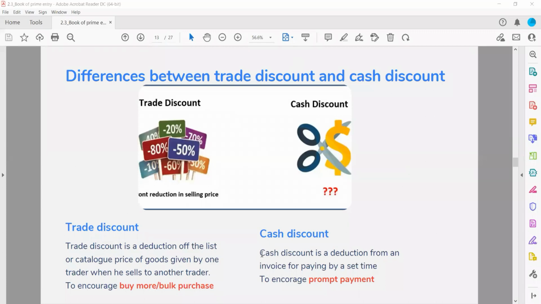Before we do the cash book, we need to understand about the discount. What is the difference between trade discount and cash discount? Trade discount is a discount given to the customer in order to encourage bulk purchase, to buy more. Sometimes also because the customer has been with you for a long time, a loyal customer, then you can also give it to them. Cash discount is a deduction from the invoice for payment made within the period allowed, which is to encourage prompt payment.